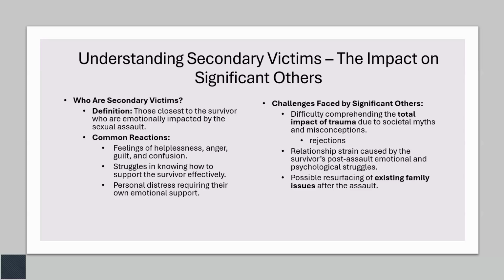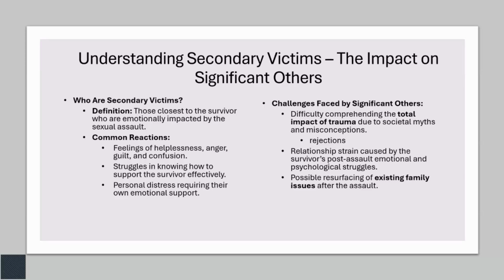So, difficulty comprehending the total impact of the trauma. Say it's a wife and a husband, right? And the wife was sexually assaulted by someone else. The wife may not want to be intimate with her husband anymore following a sexual assault by a stranger, okay? Which may lead the husband into feeling rejected. And they're not able to separate the trauma that happened to them from being in an intimate relationship as husband and wife, okay? So there are those challenges too.